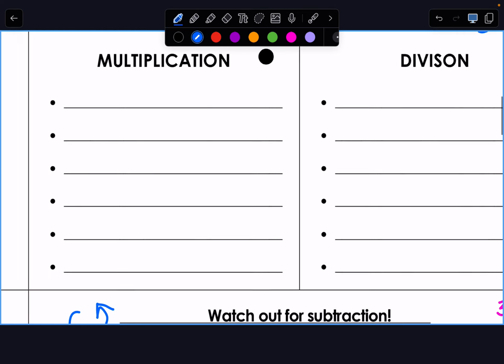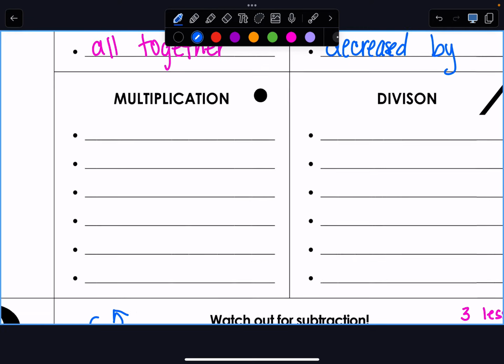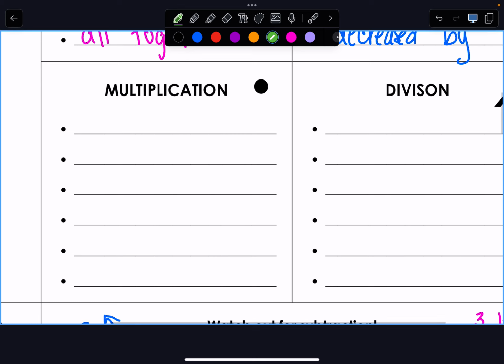All right, let's go to our multiplication. What are some words that would signify we need to multiply? Times. So, here.